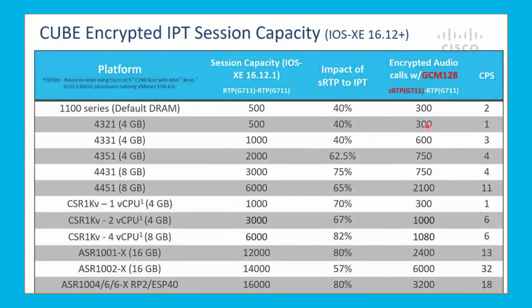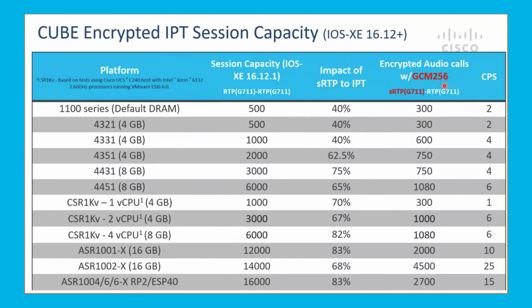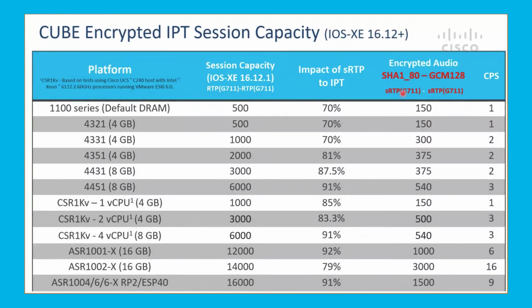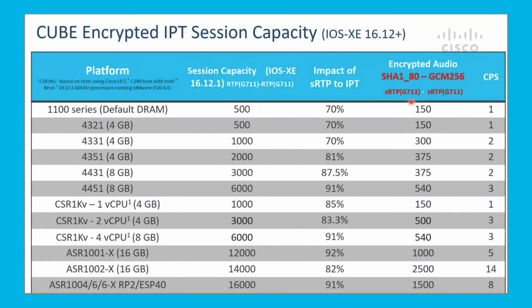Okay, and then this table shows again the impact of turning on encryption with GCM 128 on the SRTP, and then the next one is with GCM 256. And then this table, if you have SRTP on both legs, with the same audio codec 711, but one leg is SHA-180 and the other one is GCM 128. And for your reference, again, we have the basic collab numbers unencrypted on the left. And then this one is SHA-180 to GCM 256 on Cube. So you have those numbers for audio calls.